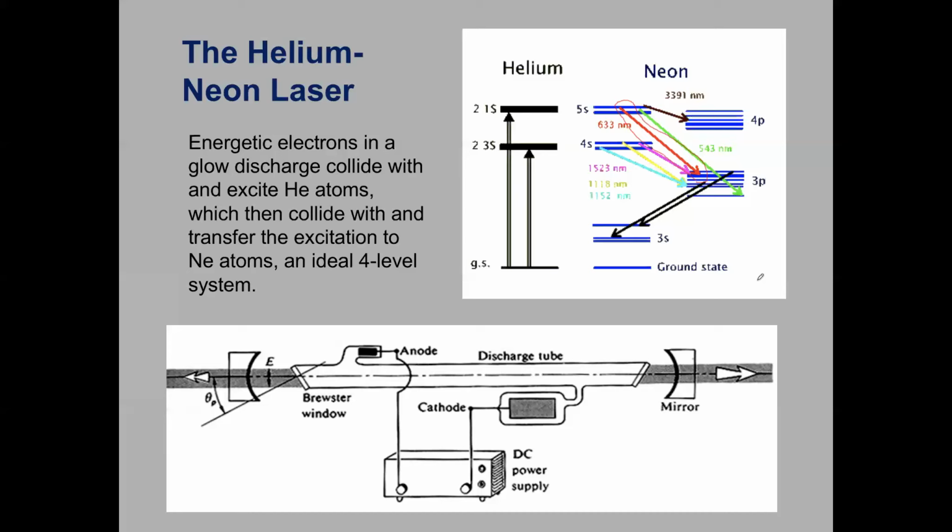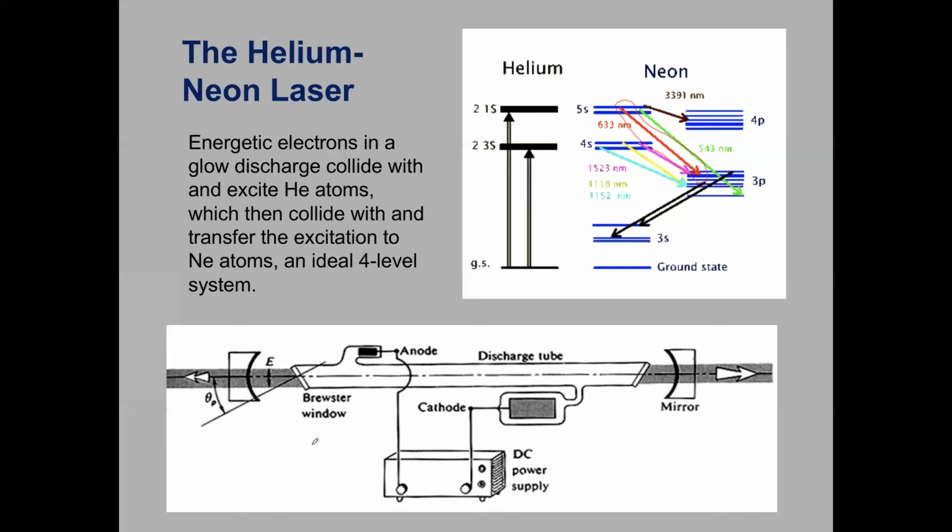So helium gas is excited, transfers that energy to the neon gas, which is stored as an electron in a 5s orbital state. Then stimulated emission: if it's hit with a 633 nanometer photon, it will induce a transition down to the 3p orbitals and give off another 633 nanometer photon. Most helium neon lasers that are used are built with this purpose in mind.